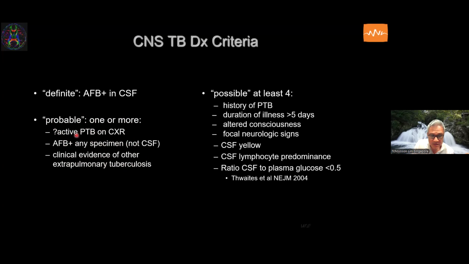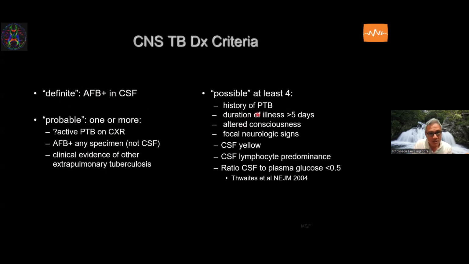So once these are probable in one or more of these characteristics, we should start implementing TB treatment for the brain meningitis, as well as the extrapulmonary focus of TB. This is acid-fast bacillus in any specimen that is not CSF. If the CSF is positive, then it is upgraded to a definite diagnosis of TB. And if none of these is positive, the suggestive features allow us to make a diagnosis of possible tuberculosis.